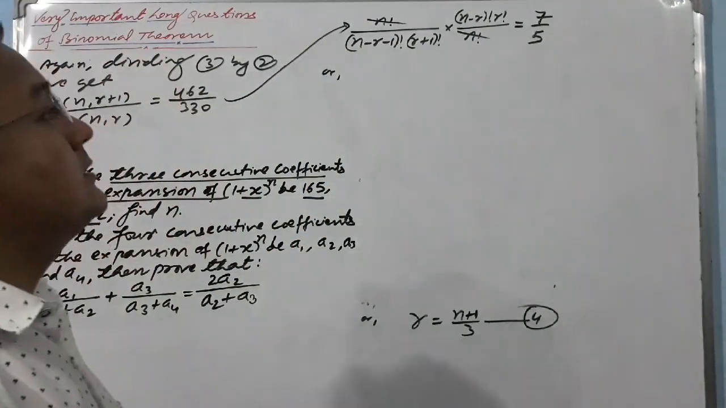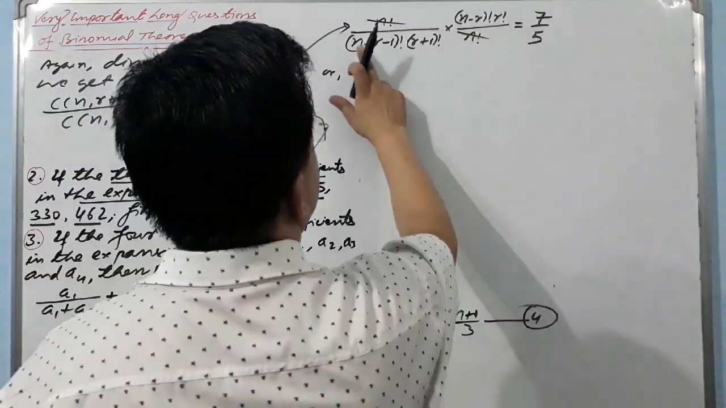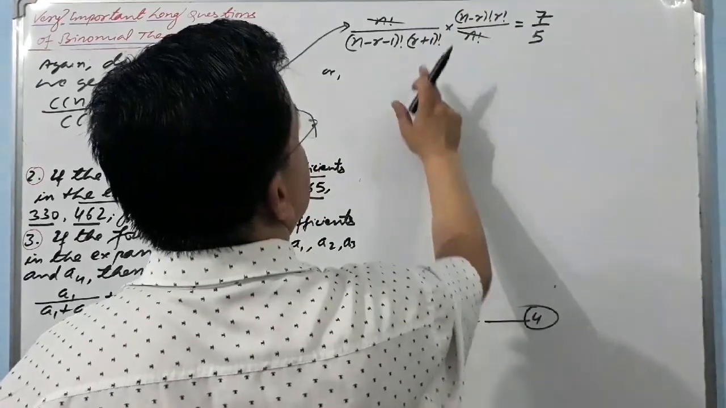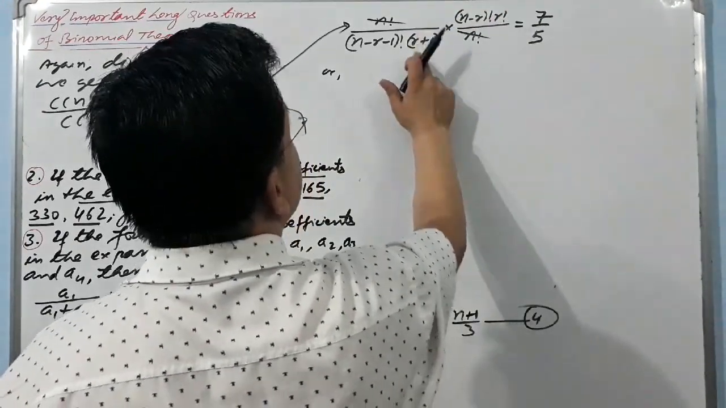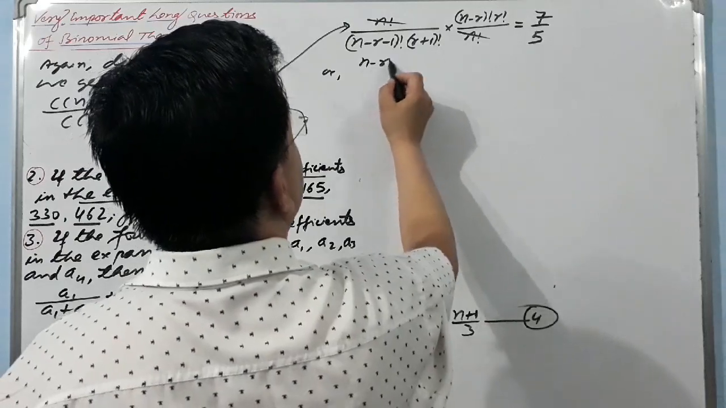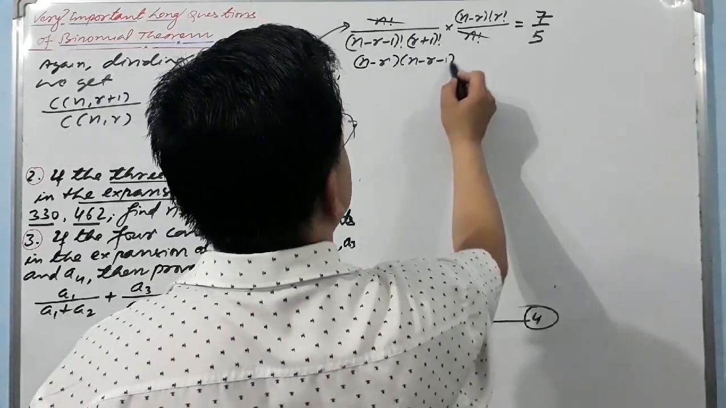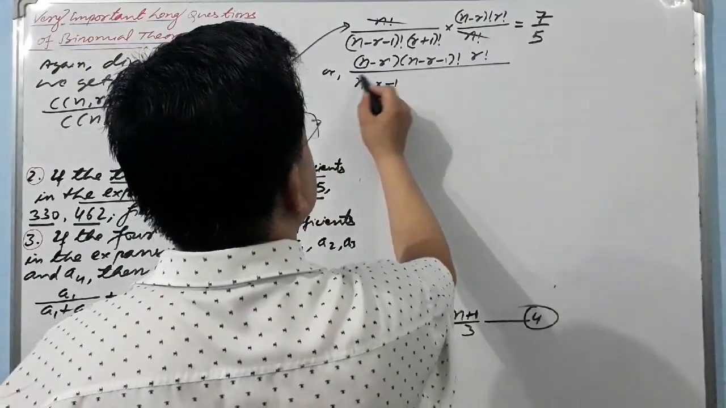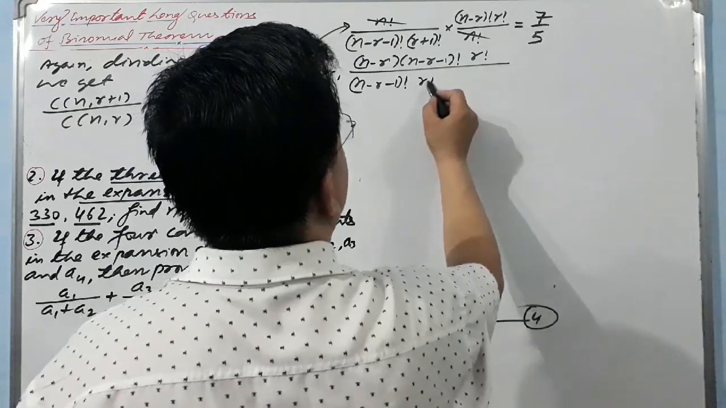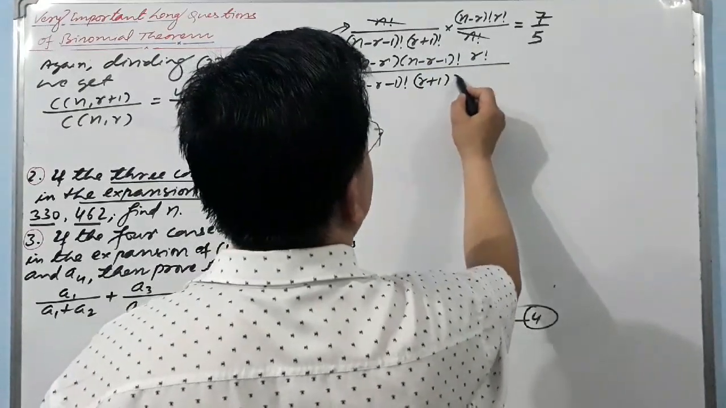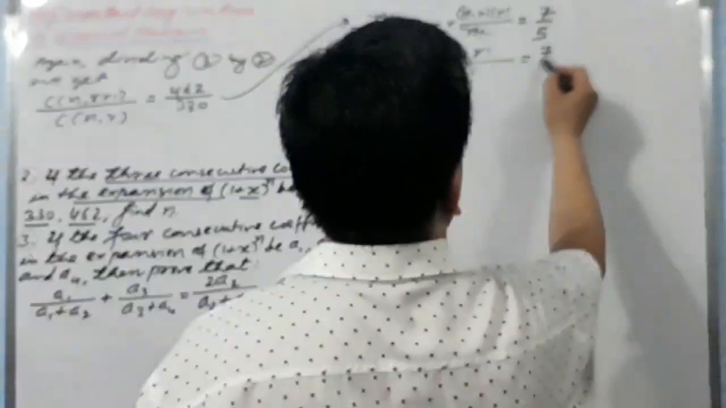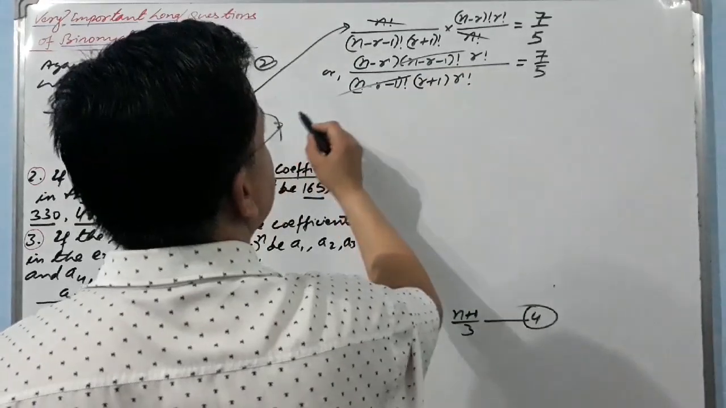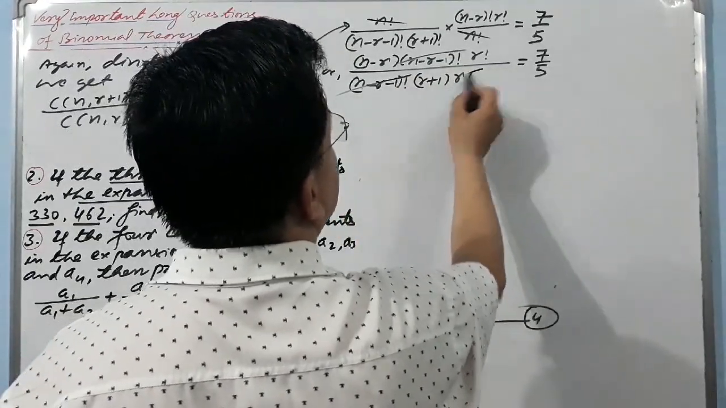Now look here, which one we have to expand, n minus r minus 1, n minus r. So this one is greater. So let's expand this one here, r plus 1 factorial, r factorial. So n minus r, and here (n minus r minus 1) factorial, r factorial over (n minus r minus 1) factorial, here factorial of r plus 1. So let's expand this, (r plus 1) into r factorial, equals 7 upon 5. Now let's remove these.